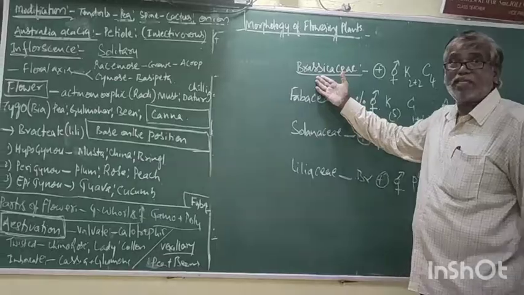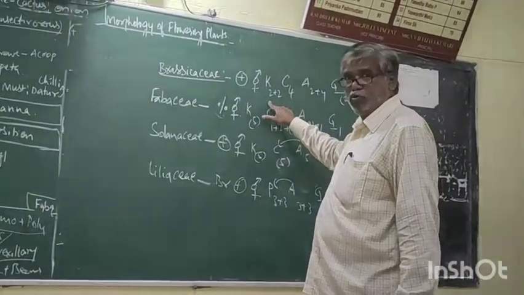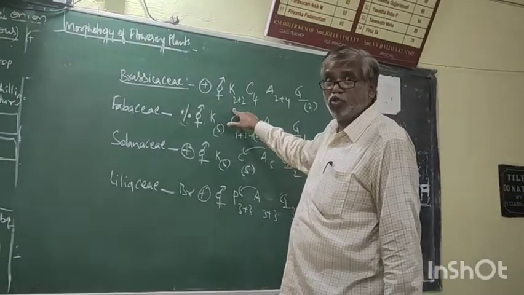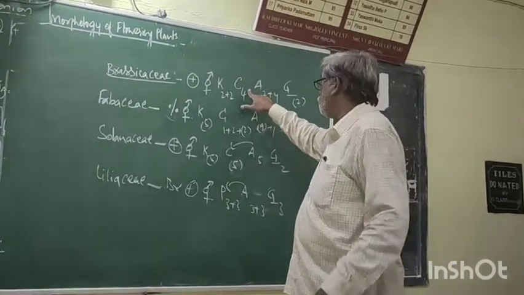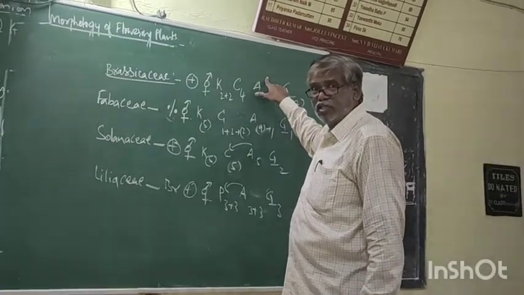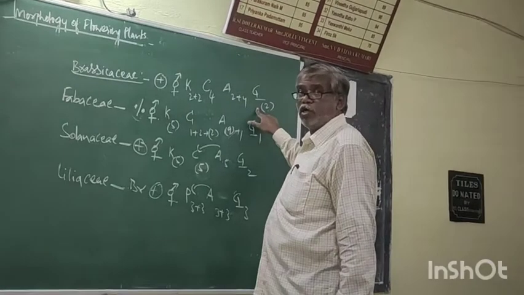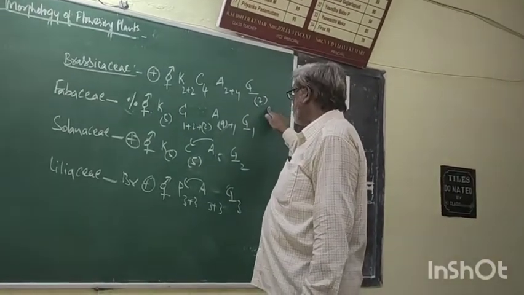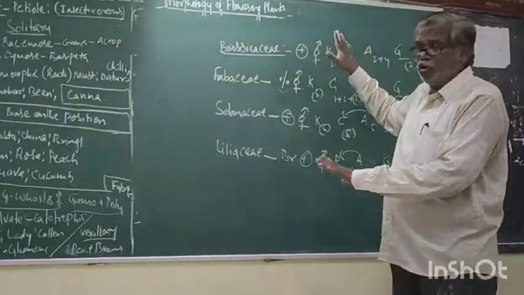Now come to the Brassicaceae. Sexuality, bisexual. Sepals are 4, in 2 rows, each row containing 2. Now petals are 4 in a single row. The stamens are 6 in 2 rows. Now gynoecium containing 2 carpels, bicarpellary and superior ovary. Now this is about the floral formula.